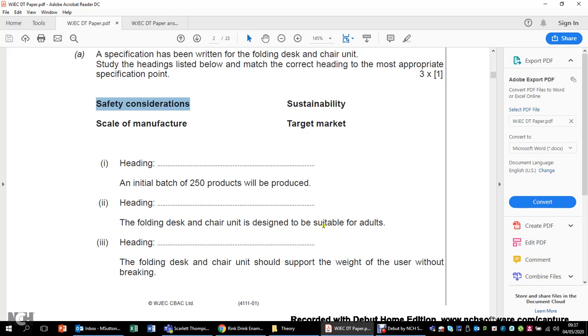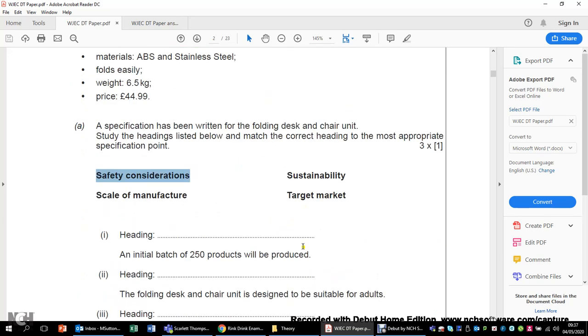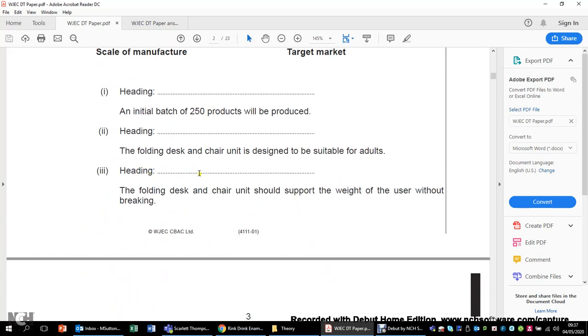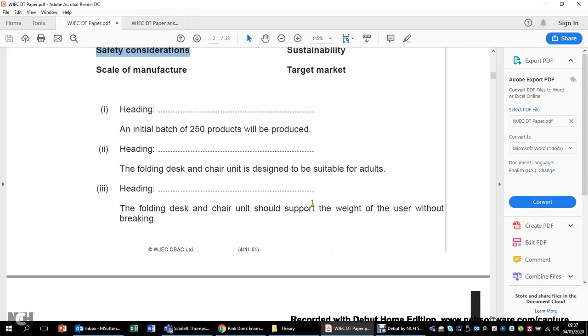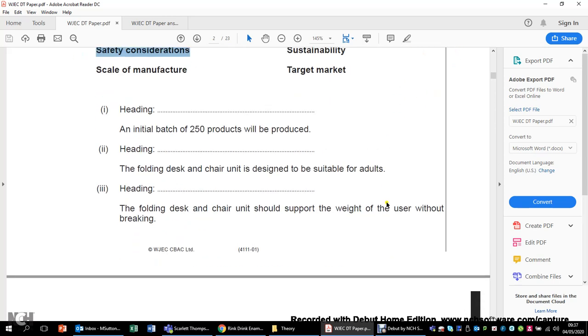So some of these, it's got to be able to support the weight of the user without breaking. Looking at that one, I'm not sure if it could support some people I know, but certainly not if they even lean on that bit just there. It's very flimsy, but that heading there is going to be for safety considerations. So you get 1 mark for each of those, a possible 3 marks overall for that particular part.